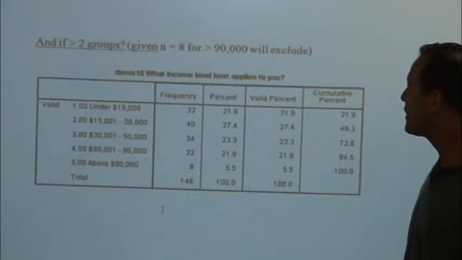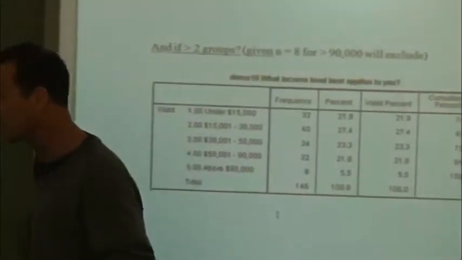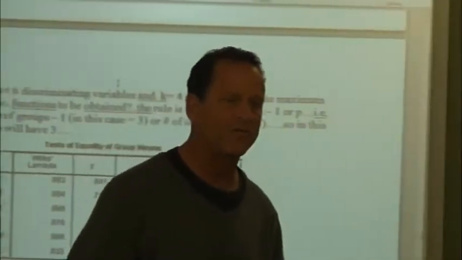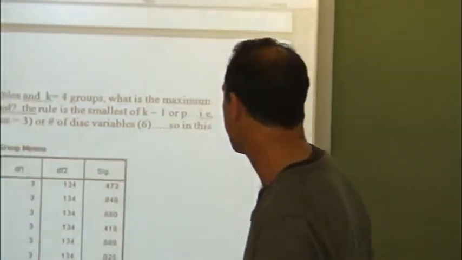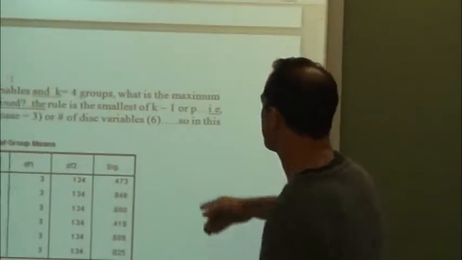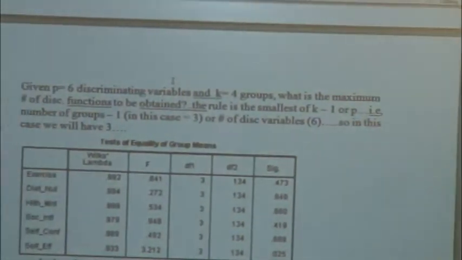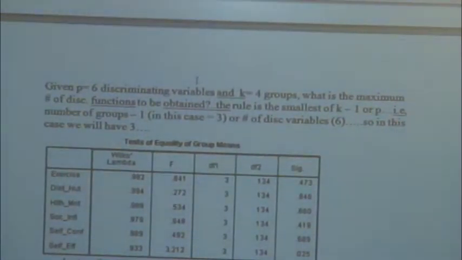So now what if I want to see which variables best predict your level of income? Let's use the same predictors just for those 4 groups. Everything is the same. The routine is the same. Given 6 discriminating variables and 4 groups, how many functions will I have? You got it, 3 functions. Remember, it's the smaller of k minus 1 or p. And in this case, it's 3.